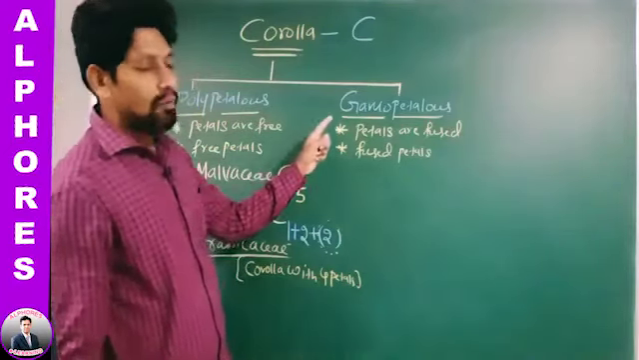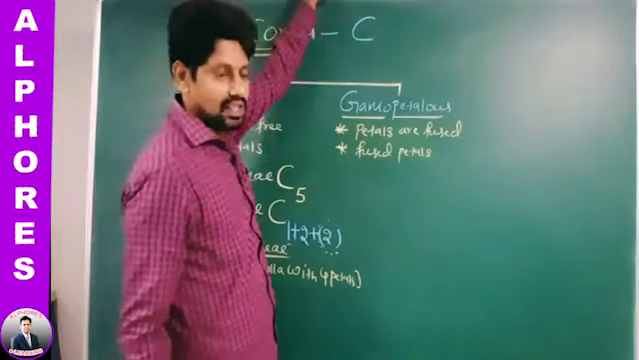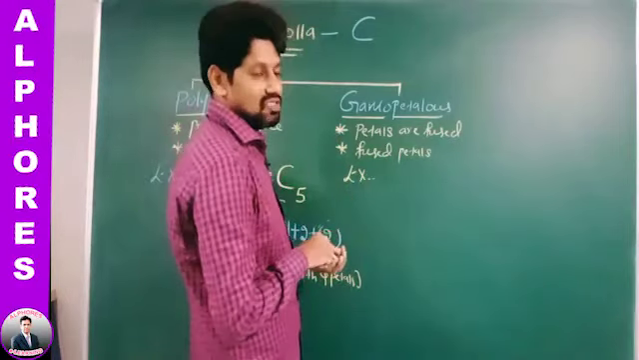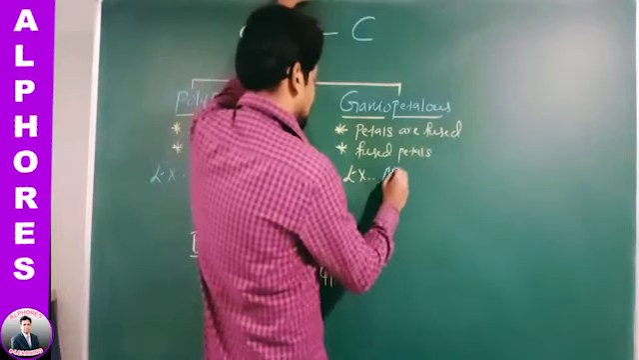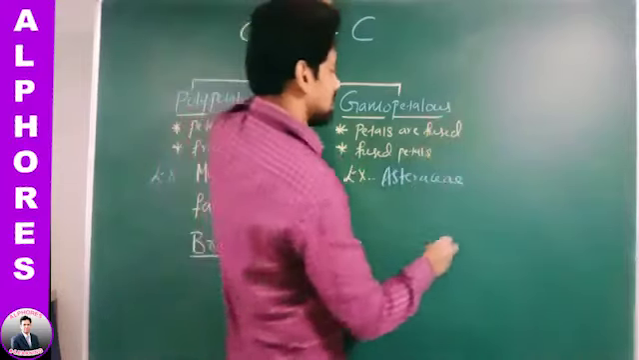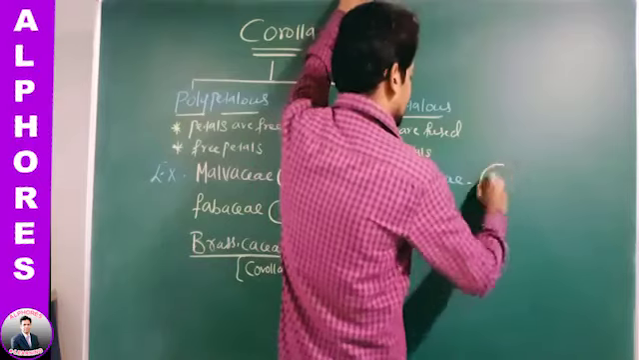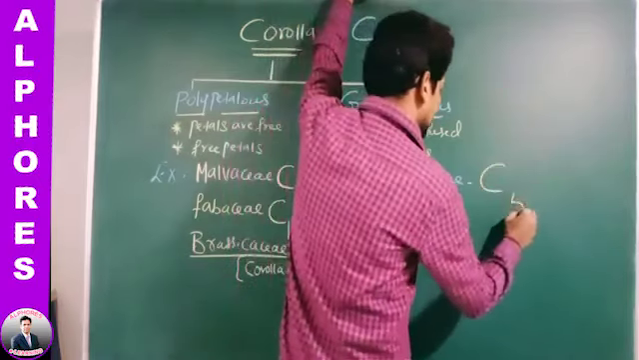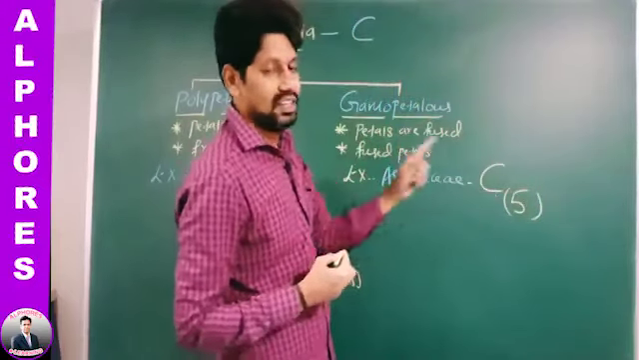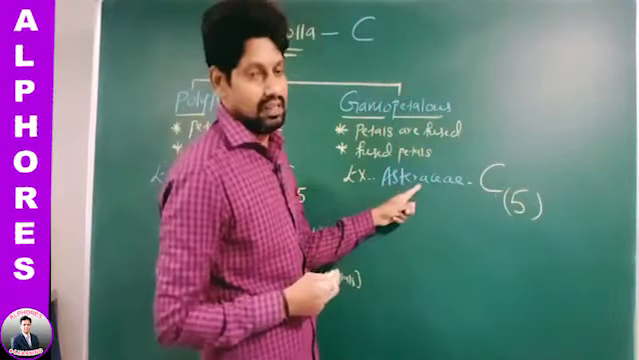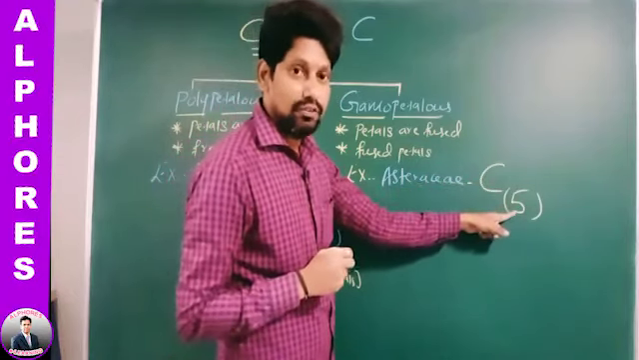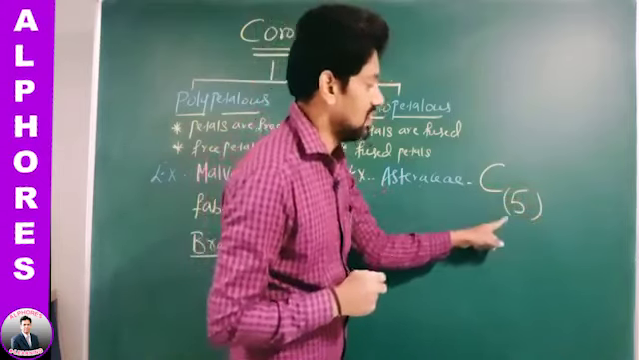Now go for gamopetalous corolla. Examples of gamopetalous corolla. First one is the Asteraceae family. In the case of the Asteraceae family, the corolla contains how many petals? 5 petals. These 5 petals are fused, so I kept the 5 inside the brackets.